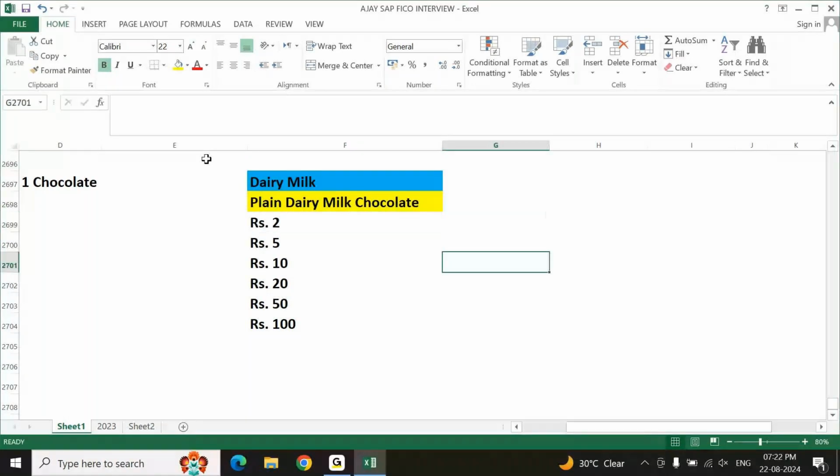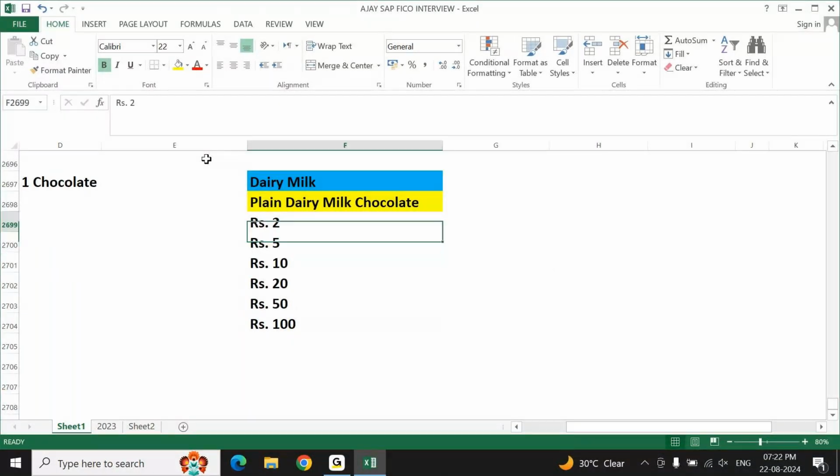Yes, sir. Difference in size or quantity, right? At the end, it is the same chocolate, but the rate is different because the chocolate quantity is different. Can I use the same packing, same cover for all these chocolates, or do I need to change the packing? No, sir. You need to change the pack.